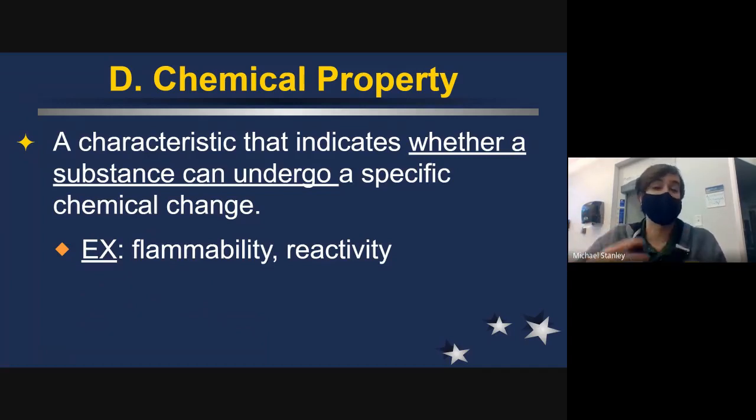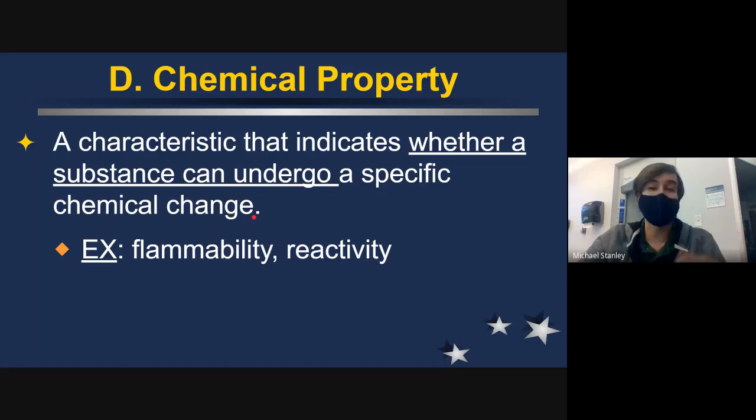Some substances are extremely reactive. They will explosively react when you mix them with even something as simple as water or air. Other substances, other matter, are very, very unreactive. It's very difficult to get them to do any sort of chemical reaction with any other material, any other substance. So that would be a chemical property of a substance. It's either very reactive or very unreactive, or maybe somewhere in the middle.